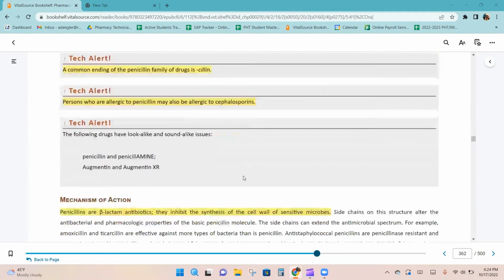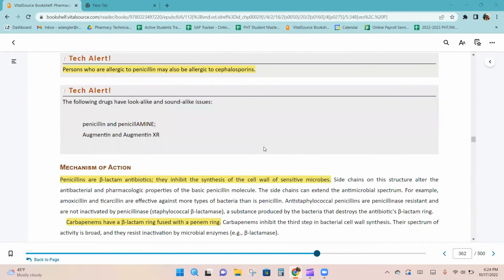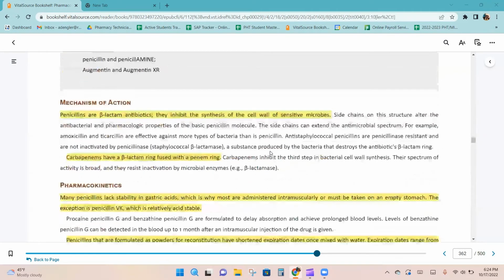So when you're entering a prescription for somebody who's allergic to penicillin and it's for, let's say, the cephalosporin Keflex, it's more than likely going to generate a DUE, a drug utilization evaluation, for the pharmacist to review. And then they will just ask the patient if they've ever taken a cephalosporin and to watch their side effects. Penicillins are B-lactam antibiotics. They inhibit the synthesis of the cell wall of sensitive microbes.